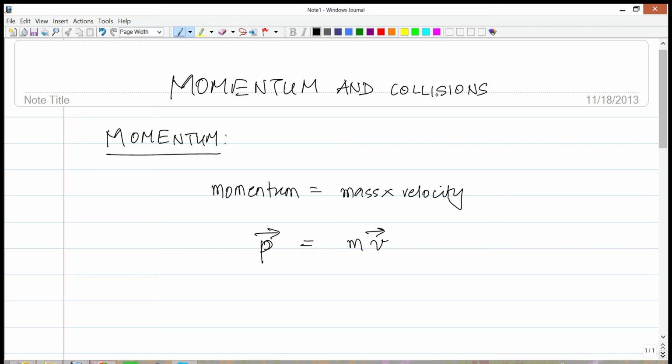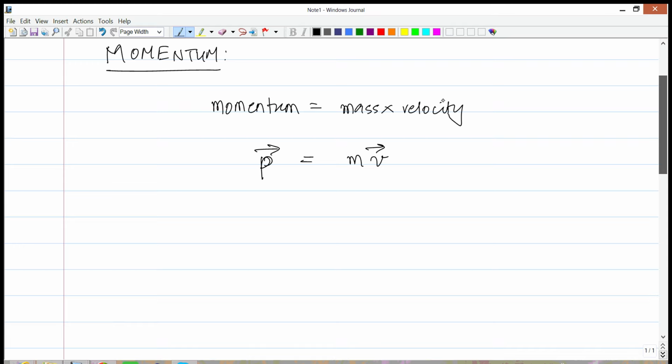So once again, momentum is nothing but mass times velocity. It is a vector quantity, and the units of momentum can be obtained simply by looking at the units of mass and velocity. Mass is measured in kilograms, velocity in meters per second. So the units are kilogram meters per second.